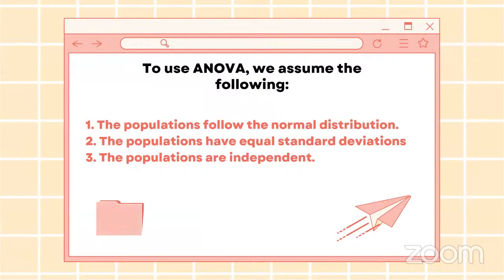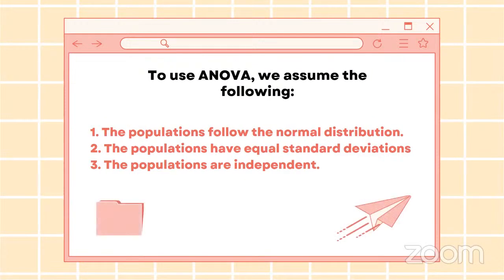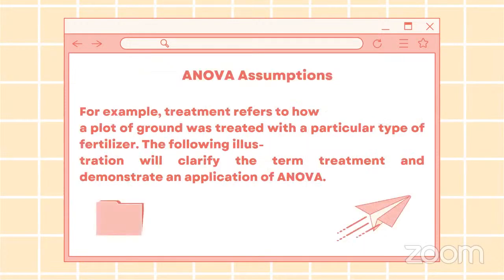To use ANOVA, we assume the following. First, the populations follow the normal distribution. Second, the populations have equal standard deviations. Third, the populations are independent. For example, treatment refers to how a plot of ground was treated with a particular type of fertilizer. The following illustration will clarify the term treatment and demonstrate an application of ANOVA.